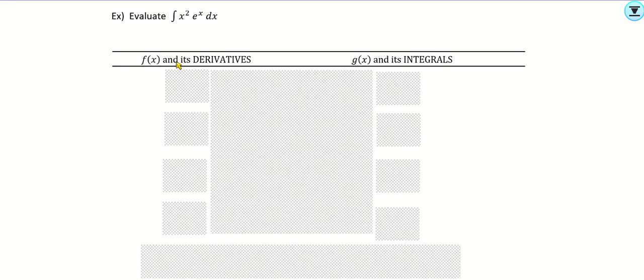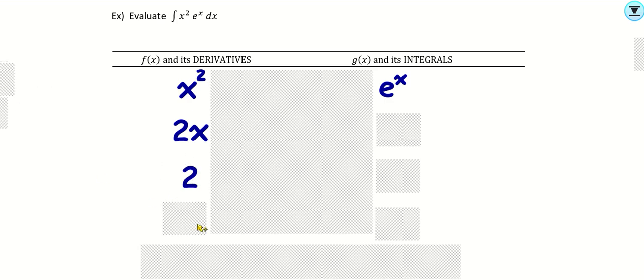So you're going to make basically 2 columns. The first column is what you would let u equal, what you're going to be taking the derivative of. And over in this column is what you'd be letting dv equal, what you're going to repeatedly take the integral of. So over here you take the derivative, which is 2x, take the derivative again, which is 2, take the derivative again. So you keep taking the derivative until you get down to 0.